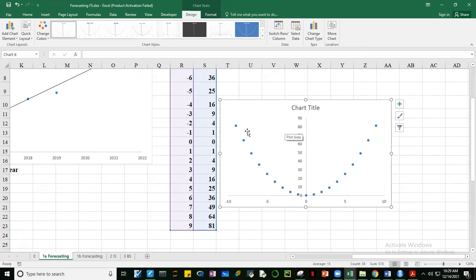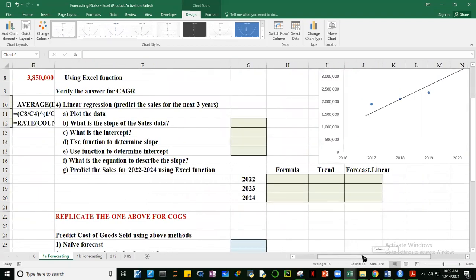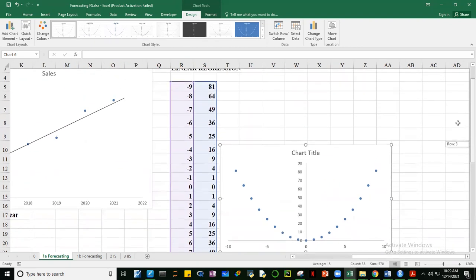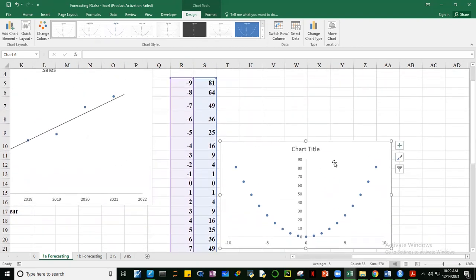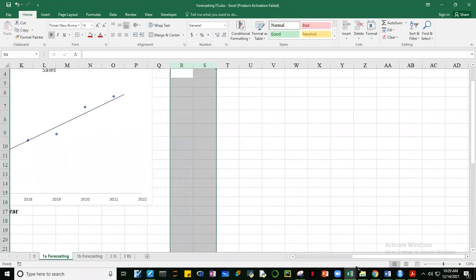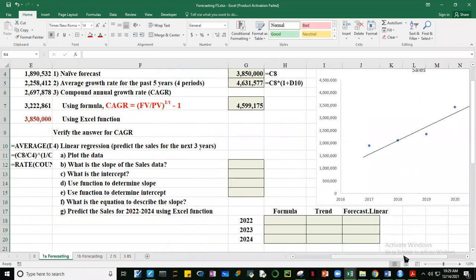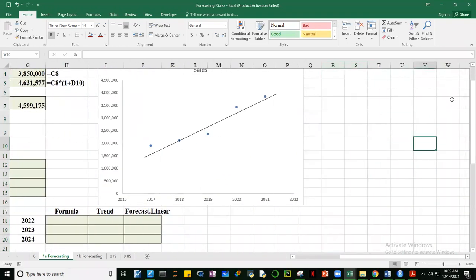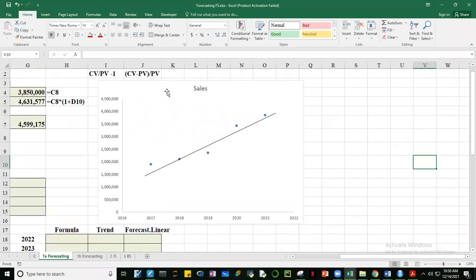Crude example lang to, guys, your sales given your time. But in this case, ito naman yung data natin. Tanggalin ko na to. Let me remove this now. Mukhang linear naman siya. Okay, let's quickly now, kasi medyo we're running out of time. Kailangan, guys, ma-establish natin yung ano. Para ma-predict natin si sales using linear regression, kailangan ma-establish natin yung linear relationship nila.